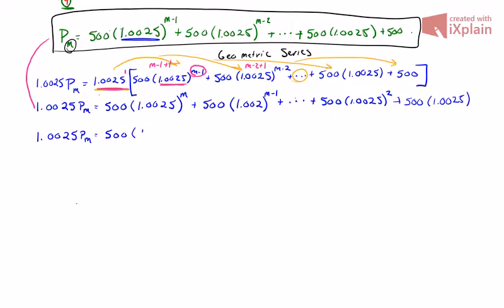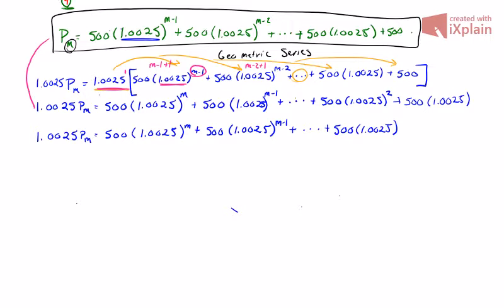So I'm going to have 500 times 1.0025 raised to the m, plus 500 times 1.0025, oops, I see that I missed my 5 again, raised to the m minus 1, plus I'm going to put in my ellipses, and I'm just going to finish everything off with that 500 times 1.0025.